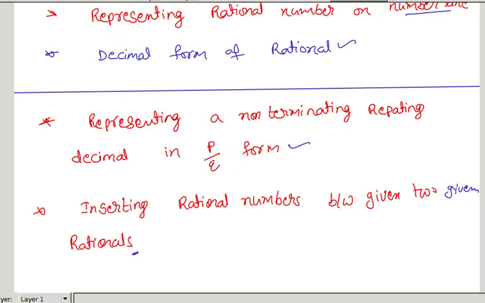So let us discuss the first point, that is representing a non-terminating repeating decimal in the form of P by Q. Before that, let us discuss how to represent a terminating decimal in the form of P by Q. Let me take an example, 0.24. Is it a terminating decimal or non-terminating decimal? Yes, you are correct. It has a finite number of decimal places, so it is a terminating decimal.